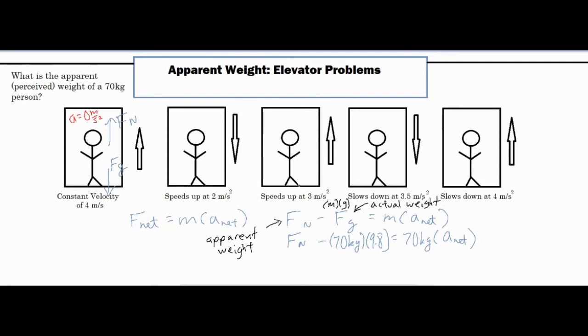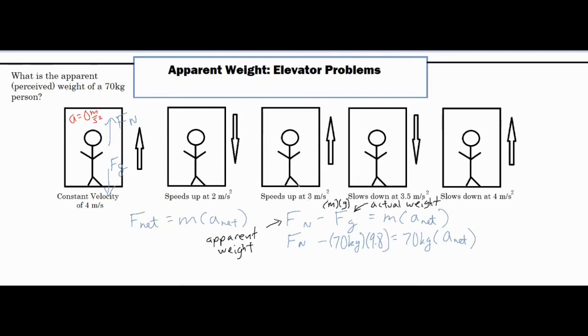So in any case that a person is moving at a constant velocity, whether it's slow or fast, up or down, if there's no change in velocity, then the rate of change is 0. So then you would have a net acceleration of 0, and the person's apparent weight is going to be the same as their actual weight.